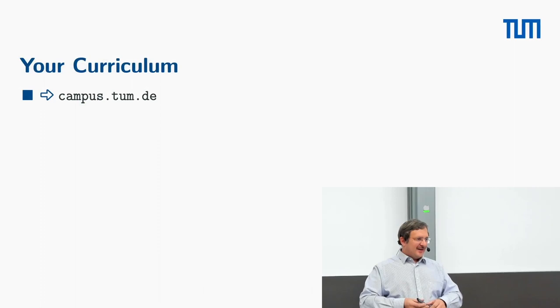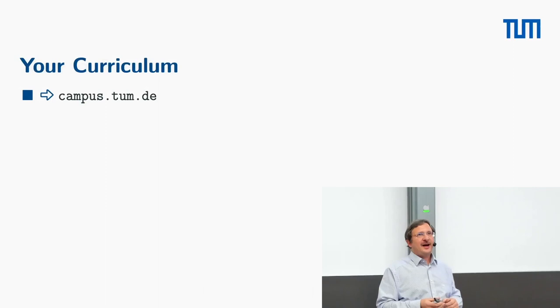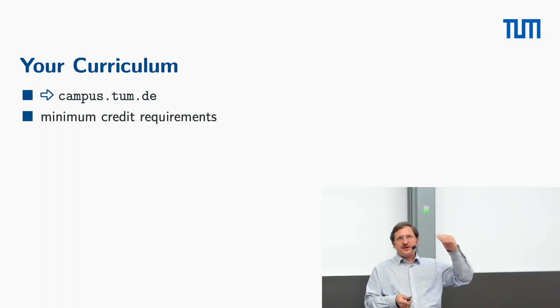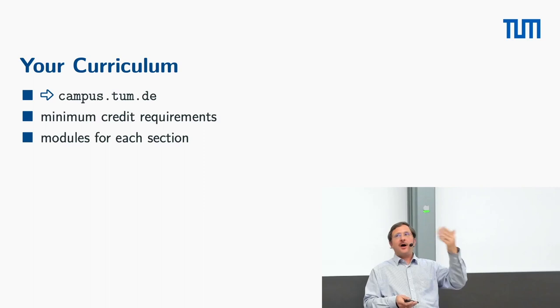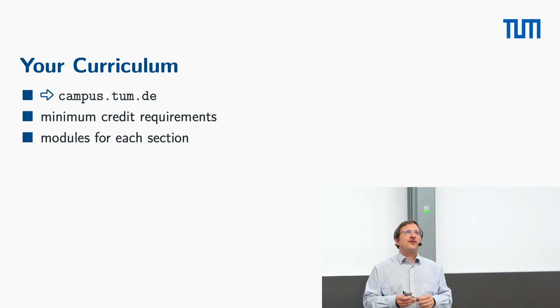Okay, as for the details, as for the sections available, I already said you can have a look at Campus TUMonline, where most of those minimum credit requirements are visible, where you can see the sections and the modules contained in each section. The up-to-date catalog is always on TUMonline. There's also a catalog in the examination regulations, but that's a legal document that cannot change as fast as modules are changing. So the up-to-date version is always on TUMonline.